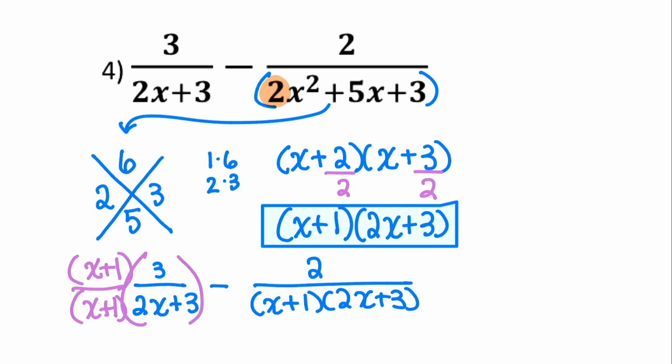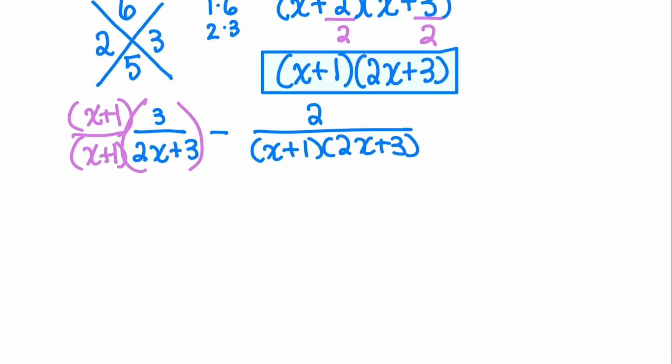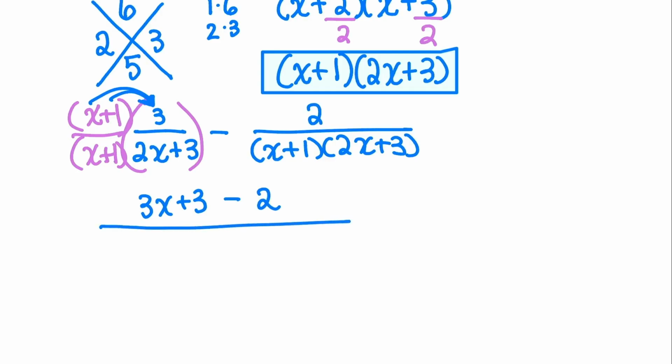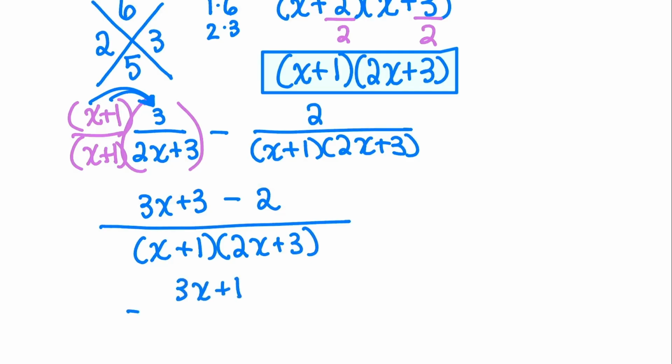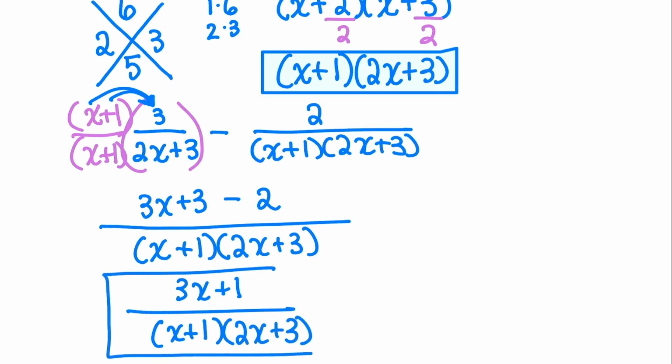Now, we don't have to FOIL the denominator. We can just leave it as is, but we are going to distribute these terms to the 3. So we're going to have 3x plus 3 minus 2. And since we have the same denominator, we can go ahead and just write it as a single denominator. Now we can combine these two terms up here. So we're going to have 3x plus 1 over x plus 1 times 2x plus 3, and that's going to be our entire answer.